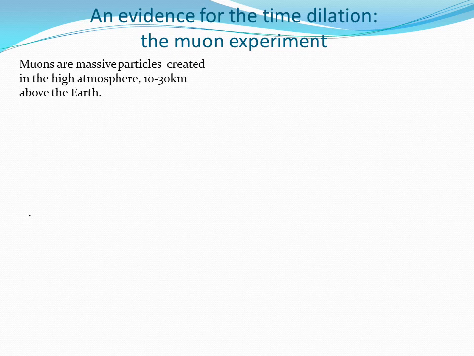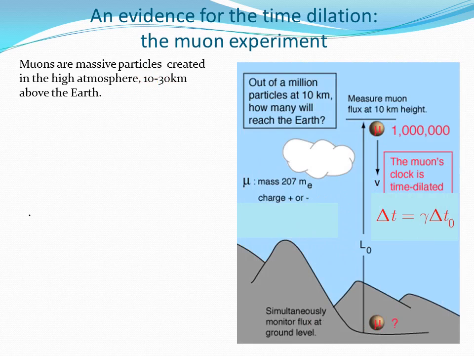One of the most beautiful pieces of evidence we have for the time dilation effect is the Muon Experiment. Muons are massive particles created in the high atmosphere, from 10 to 30 kilometers above the Earth. Imagine 1 million muons are created over here. How many of them will reach sea level?